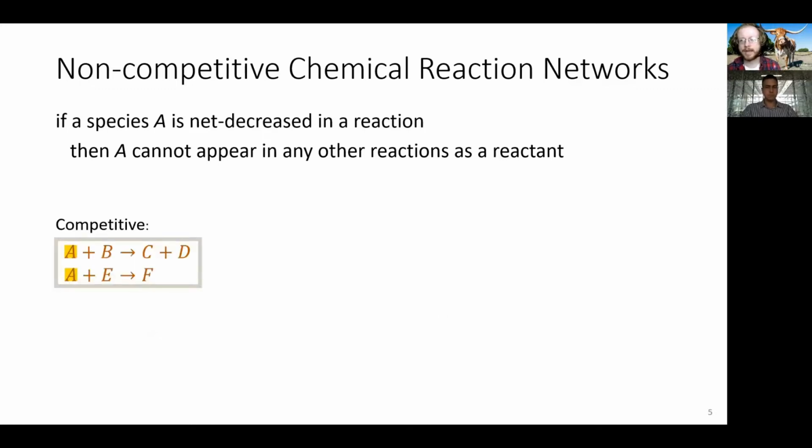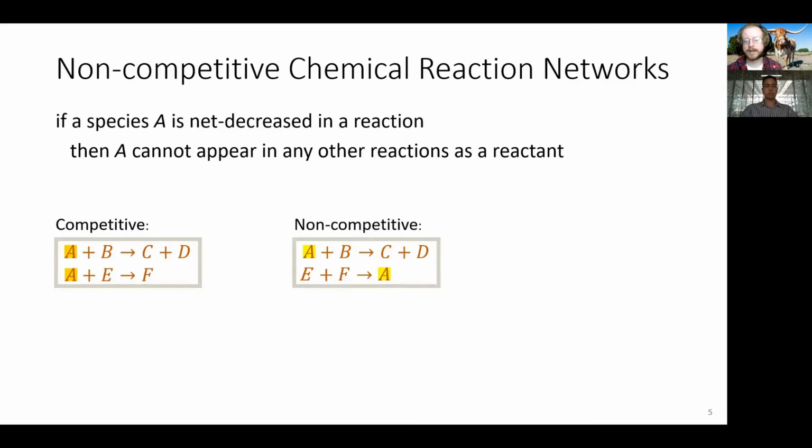First, I'd like to show what a competitive network looks like. This network is competitive because the species A is net decreased by both reactions here, so it does not satisfy the definition. A non-competitive network might look like this one. Although A appears in both reactions, it is only net decreased by one reaction, and it does not appear as a reactant in the other reaction. So this network is non-competitive.